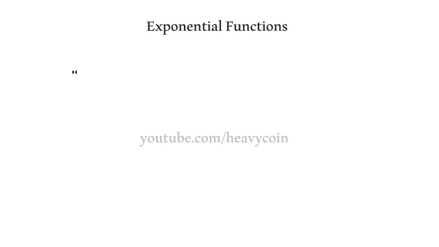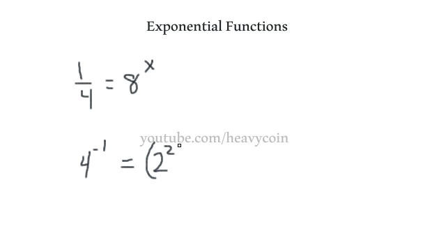What if I had 1/4 is equal to 8 raised to the x power? What is x going to have to be in order for us to get this to equal 1/4? What if we did this? 4 raised to the negative 1 is equal to 2 squared. Let's see, it's going to have to be more than 2 squared, isn't it? 2 to the third raised to the x, because 2 to the third is 8.